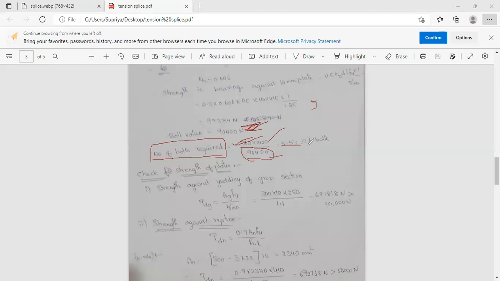We cannot provide 5.53 bolts, so we take the higher value, we should not take the lower value. So round it off to 6 bolts. Will we provide 5.53 bolts? No, right. So round it off to 6 bolts.